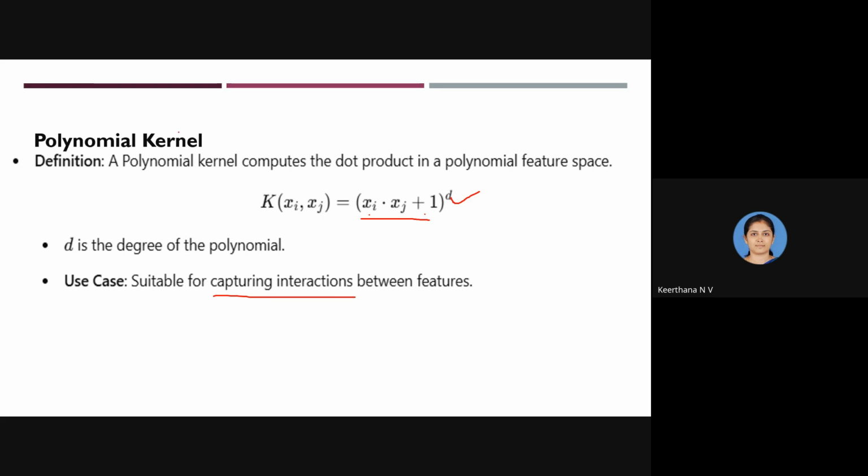While dealing with a linear kernel, k of xi comma xj is simply the dot product between xi and xj. This is the linear kernel.